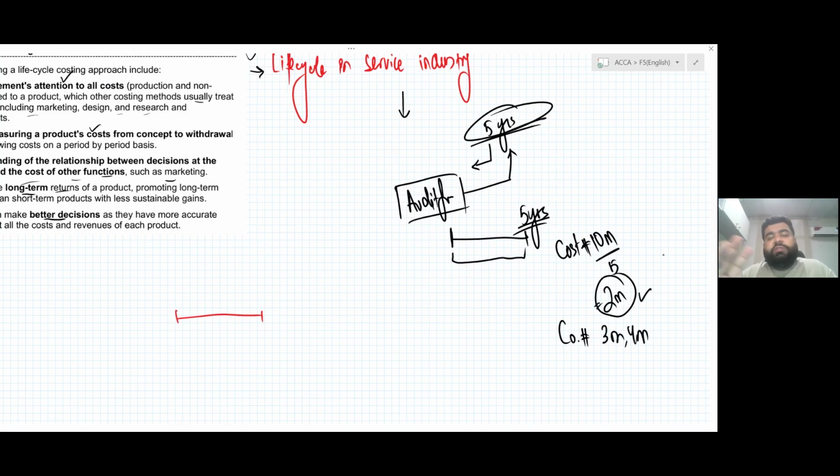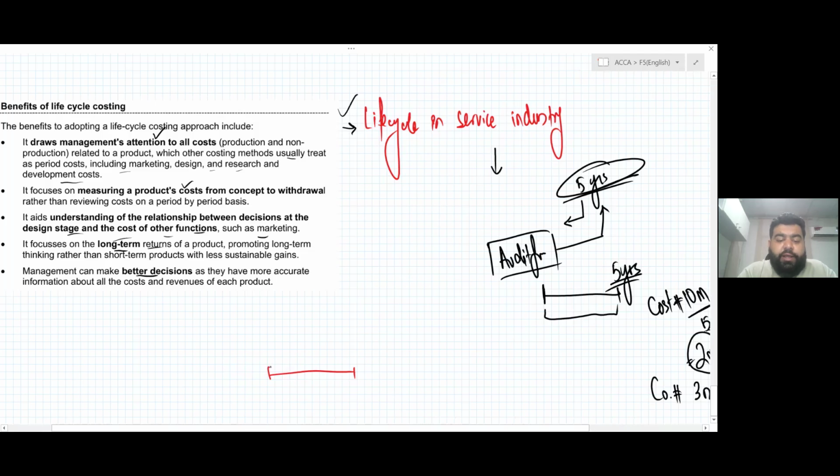Like all costing techniques, ABC techniques we have studied, target costing we have studied, life cycle costing we have studied. Every costing technique has its own logic, formulas, unique concepts. So we have to understand that. Life cycle costing, the topic ends here.